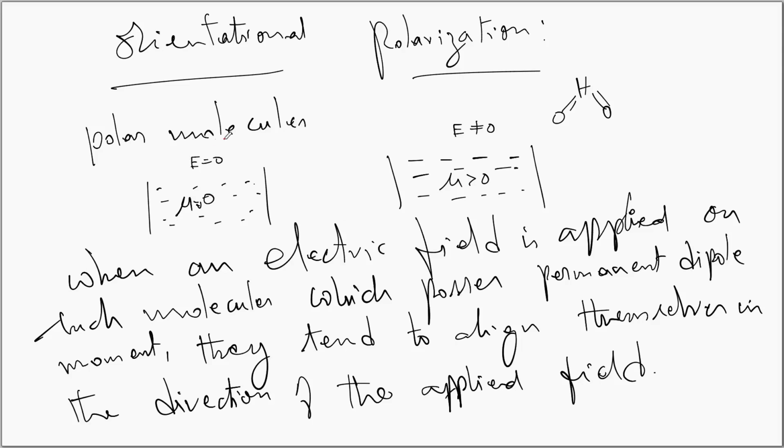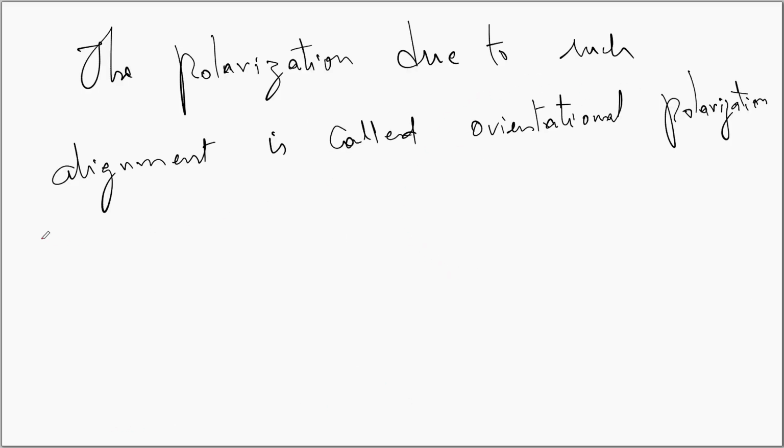Orientational polarization. A medium that has polar molecules is placed in an external electric field. The molecules orient themselves in the field direction. As a result, polarization is produced in the medium. The polarization thus produced is called orientational polarization. It is defined like this. When an electric field is applied on such molecules which possess permanent dipole moment, they tend to align themselves in the direction of the applied field. The polarization due to such alignment is called orientational polarization.